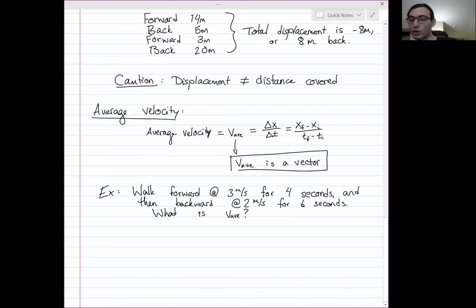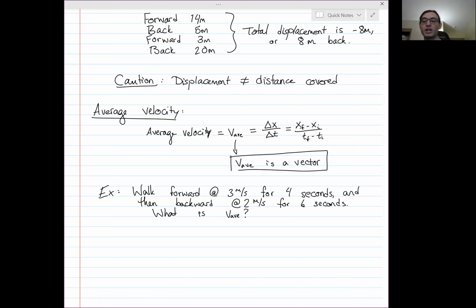Good question, Kelsey. That's precisely what's happening here. So you might say, oh, it's just the average of 3 and 2. But that's not what's happening here. Average velocity is not just the average of the velocities that you take. It is the total displacement divided by total duration.